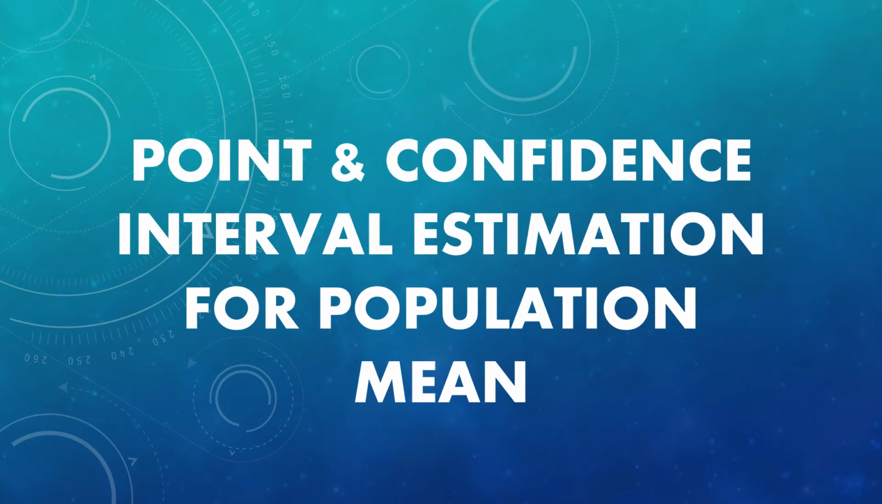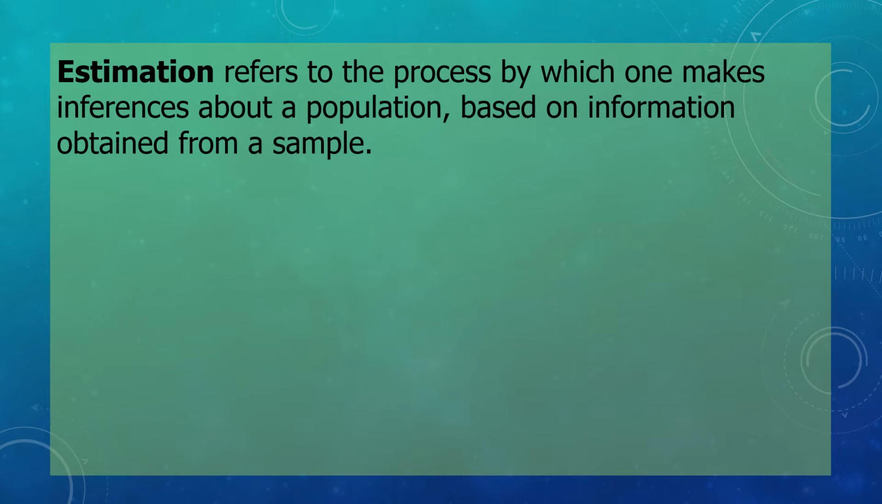Good day, everyone. Today I'm going to discuss point and confidence interval estimation for the population mean. So let's start with what we mean by estimation. Estimation refers to the process by which one makes inferences about a population based on information obtained from a sample. For instance, I'm going to ask you about the price of 1 kilo of apples.